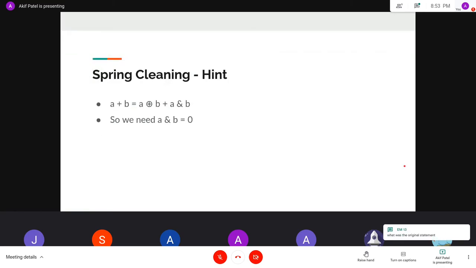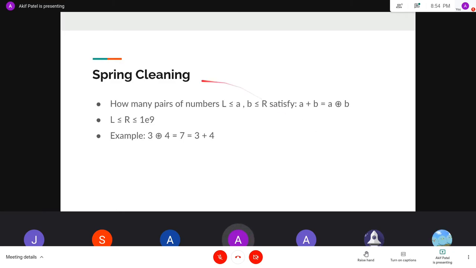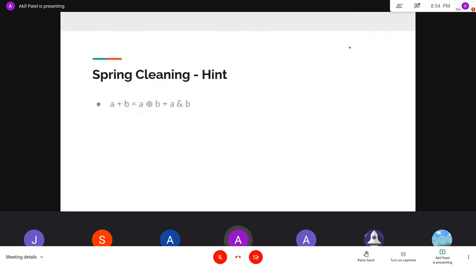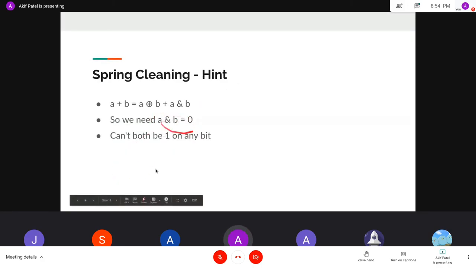Right, so the original statement is we're going to count pairs of numbers in this range where the XOR is equal to the sum. And what we saw with the hint is that that's equivalent to saying we want the AND to be zero.